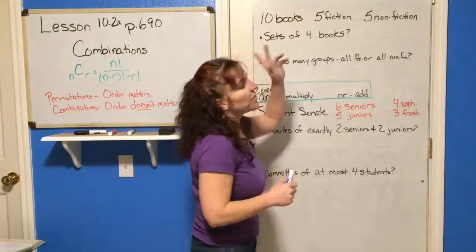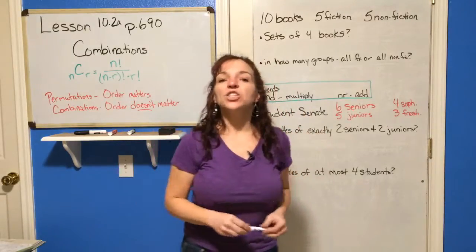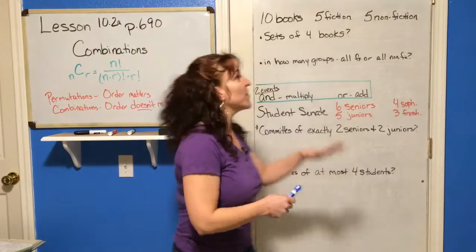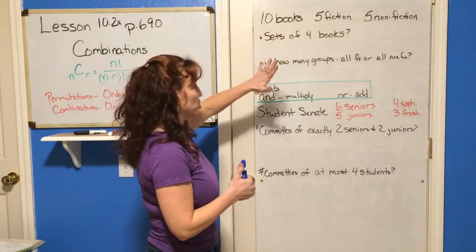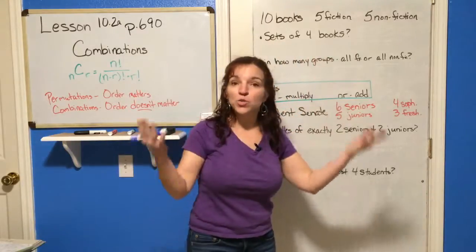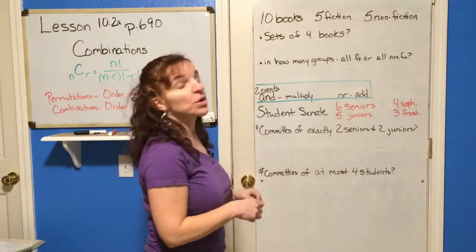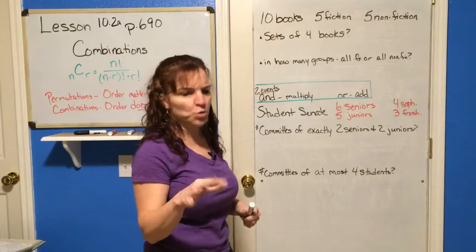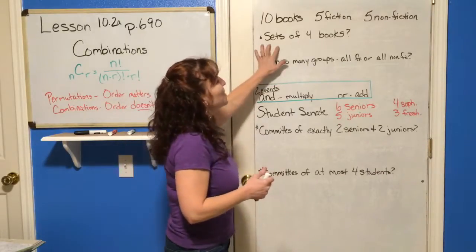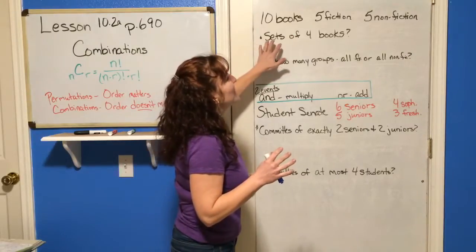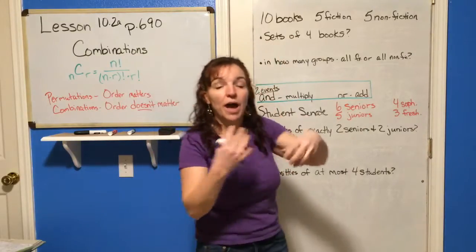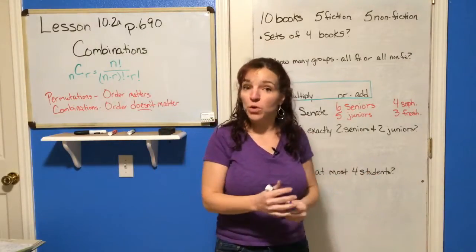So if you've got, you know what, there is a child that loves to read and they've got 10 books on their bookshelf, 5 fiction and 5 nonfiction, and their parents read to them a set of 4 books every night. That's a long bedtime ritual, but that's okay. So they're going to read 4 books. How many different sets of 4 books are there? How many different combinations of 4 books are there?